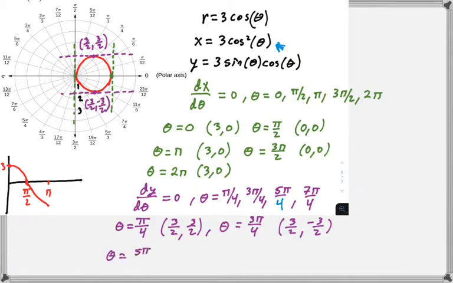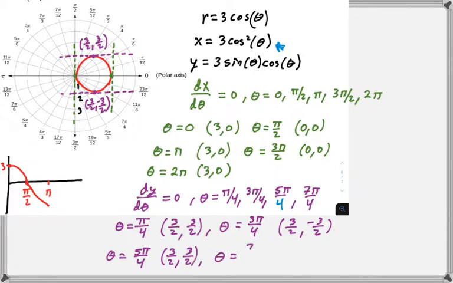Theta equals 5 pi over 4. Plug that in. The cosine squared is negative root 2 over 2 squared, which is 1/2 times 3, so 3 over 2. And then both the sine and the cosine at 5 pi over 4 are going to be negative. So you've got negative root 2 over 2 times negative root 2 over 2. That's going to be 1/2 times 3, which is 3 over 2. So we got the same point again.